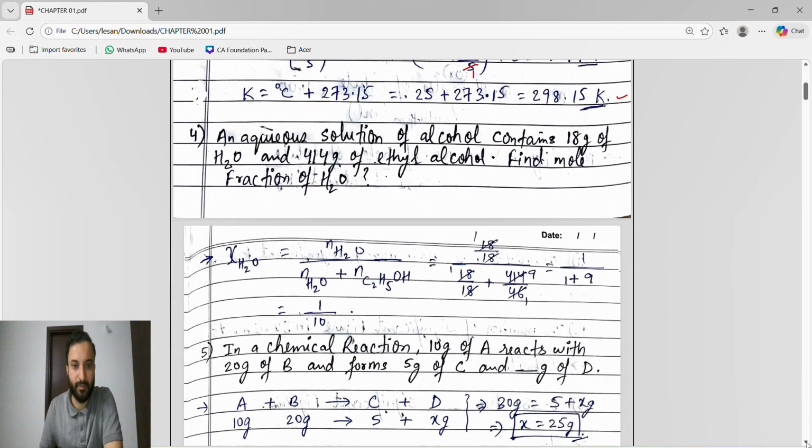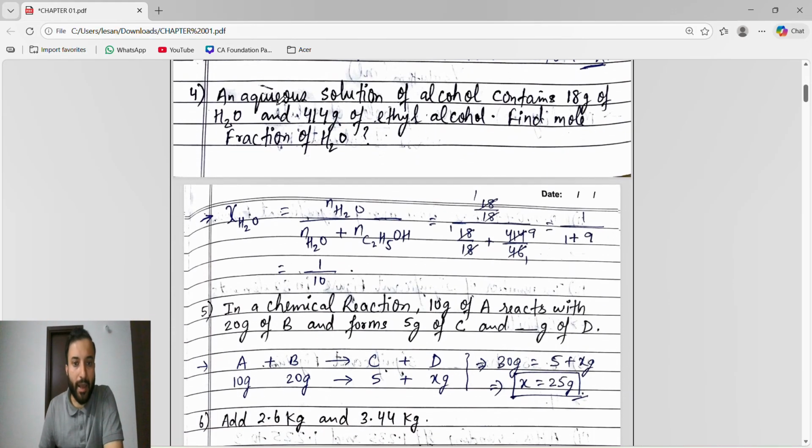Okay. An aqueous solution of alcohol contains 18 gram of water and 414 gram of ethyl alcohol. Guys, see, ethyl alcohol, we know the formula, it is C2H5OH. Very simple guys. Ethyl means C2H5 is ethyl. Alcohol means OH will come, C2H5OH. So 18 gram of H2O we have and 414 gram of ethyl alcohol. Find mole fraction of H2O.